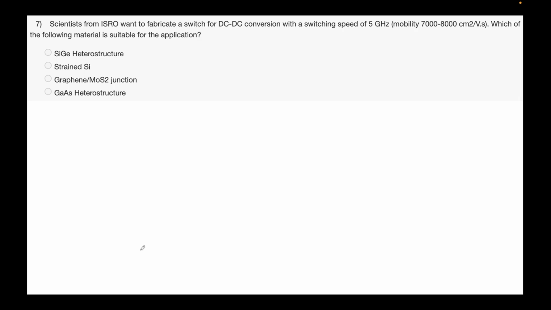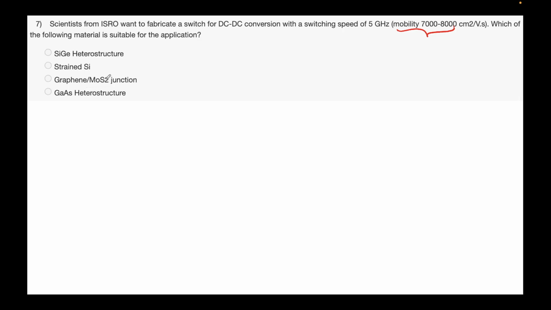We also require a speed, that is, how fast you can switch from on to off and off to on. And the switching speed depends essentially, among other things, on mobility. So in this case, we want a DC to DC conversion with a mobility of 7,000 to 8,000 centimeters square per volt second. Now, there's not much to tell you from this problem. It's just about these 4 devices that we are seeing here. This is your graphene, which is typically a 2D material.